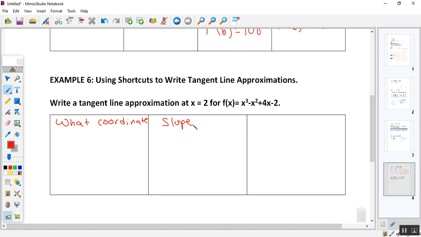And then once you know the coordinate or the point and the slope, what equation are you going to use to write your tangent line approximation given a point and a slope? Well, we'd use point-slope form.